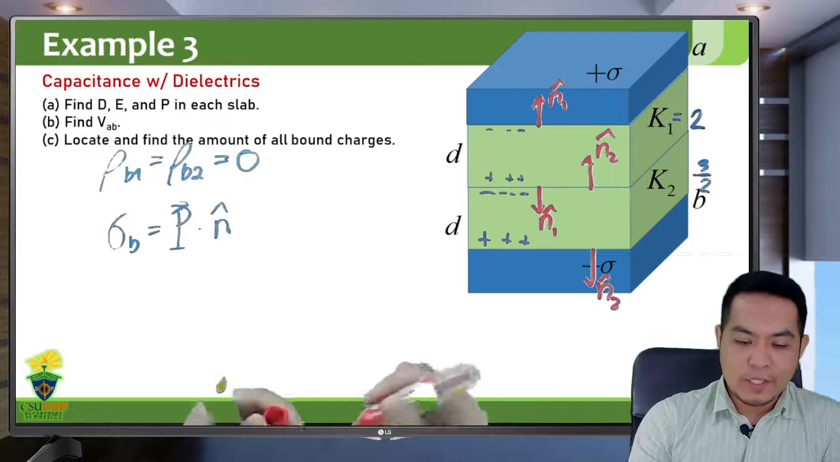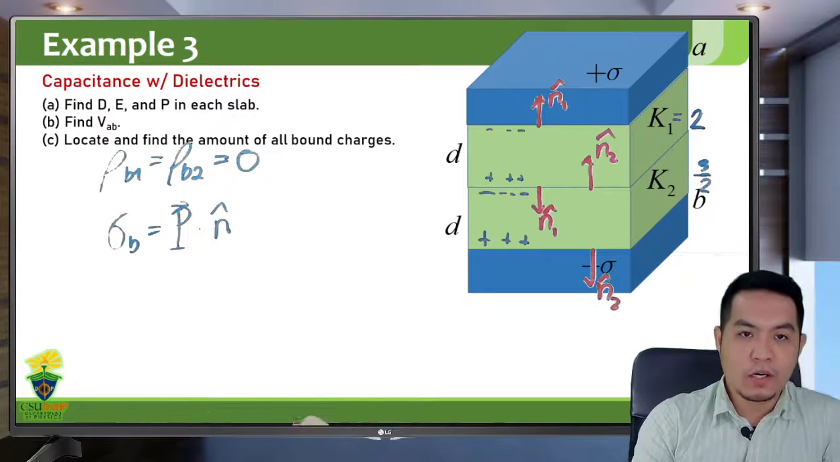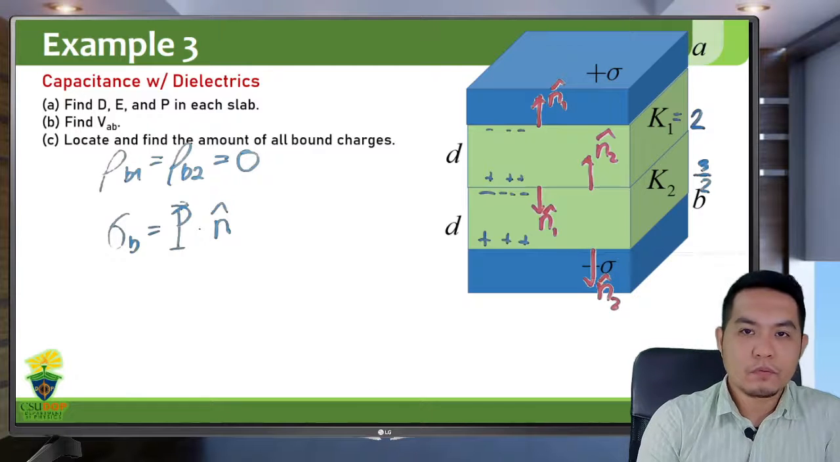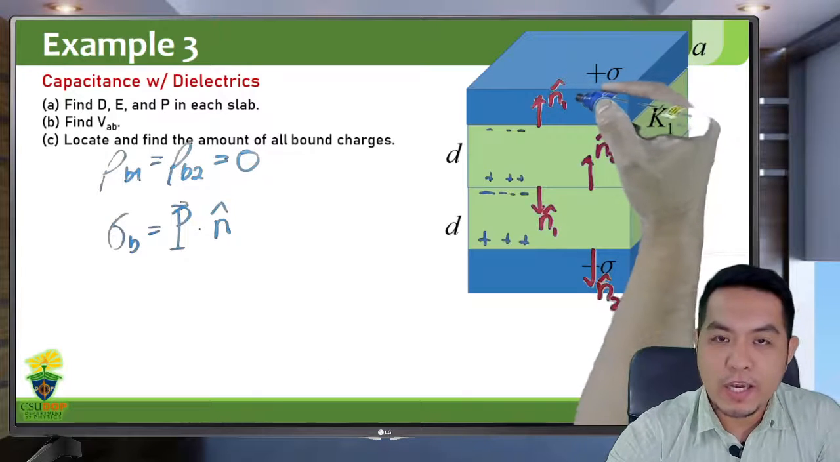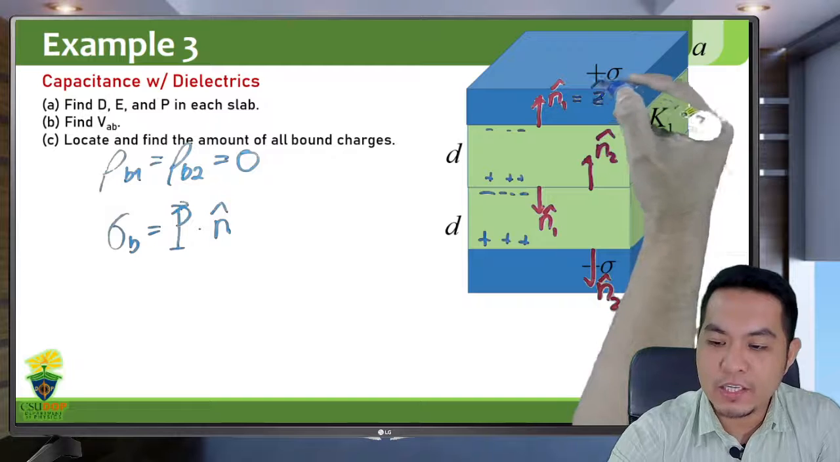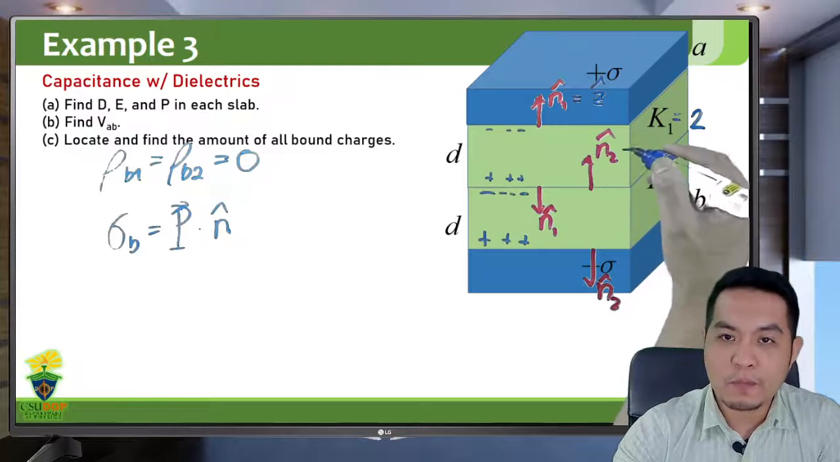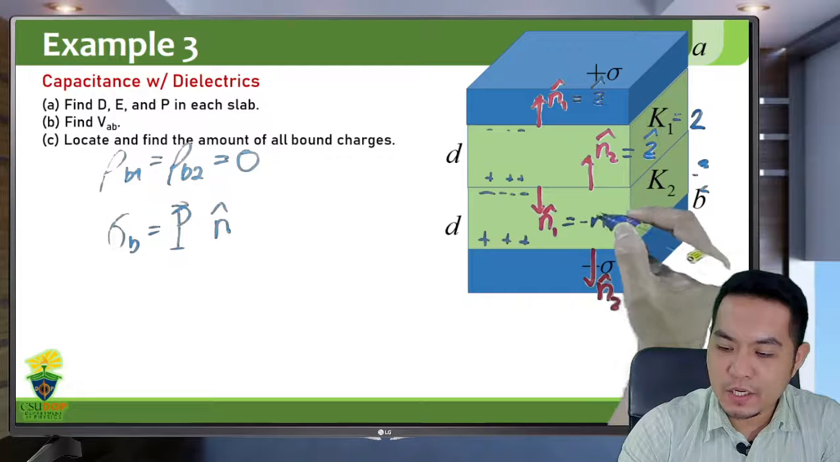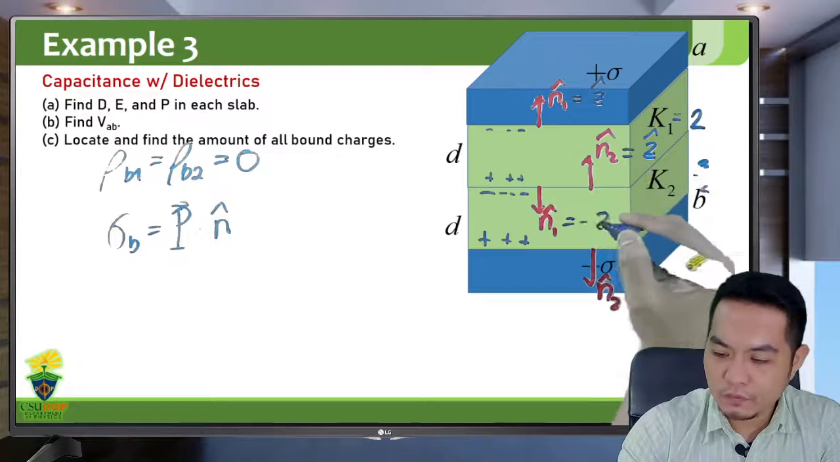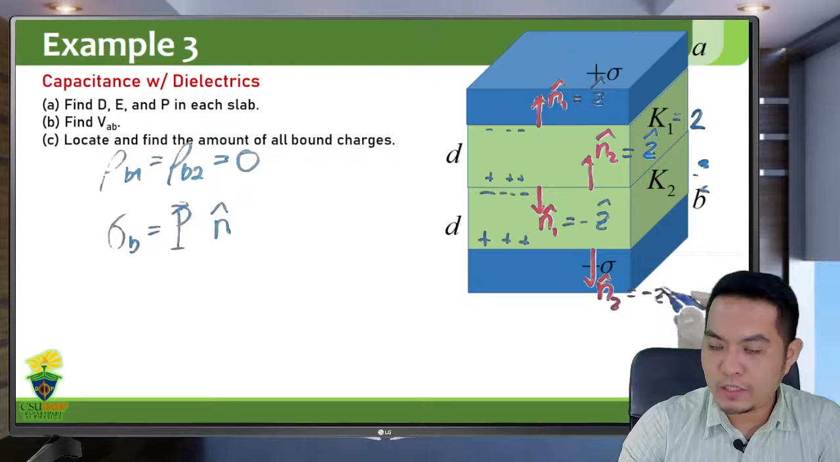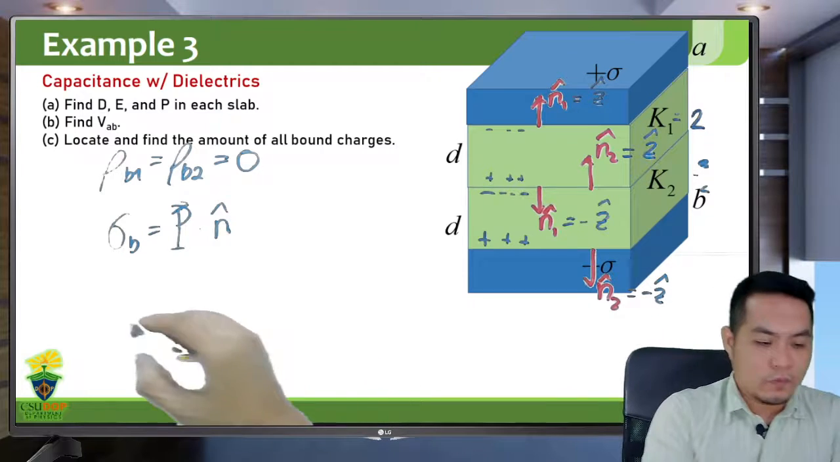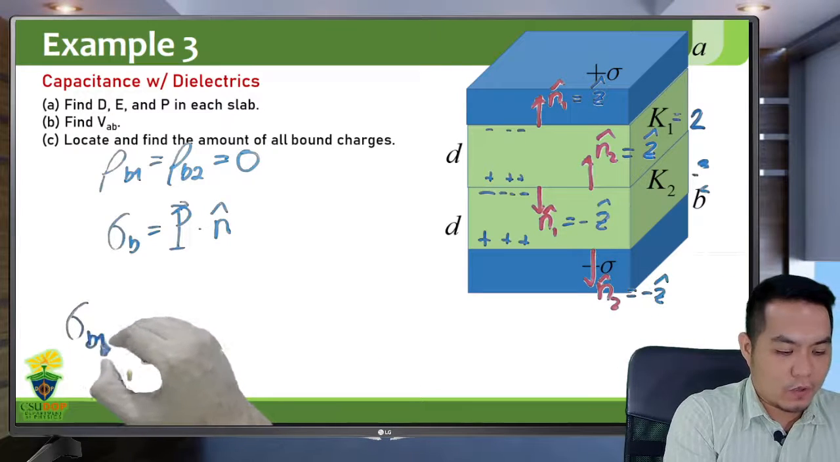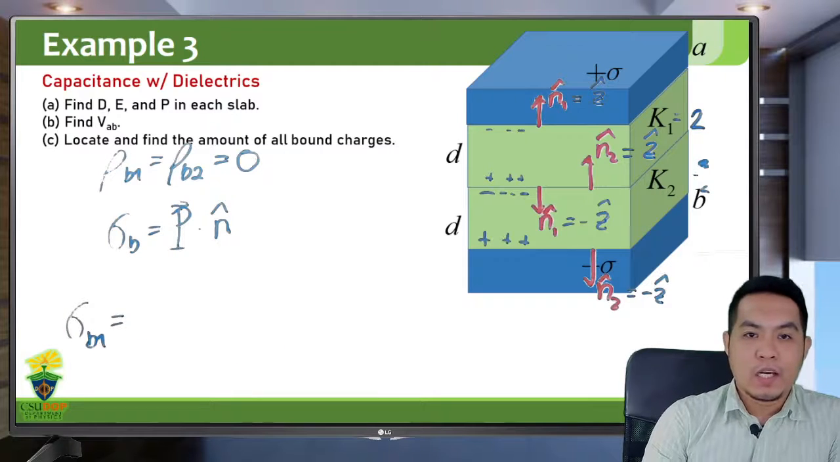In this case, n1 is in the z hat direction. All of the upward direction is z hat. All of the downward direction is negative z hat. So for instance, I will just solve for the first dielectric.